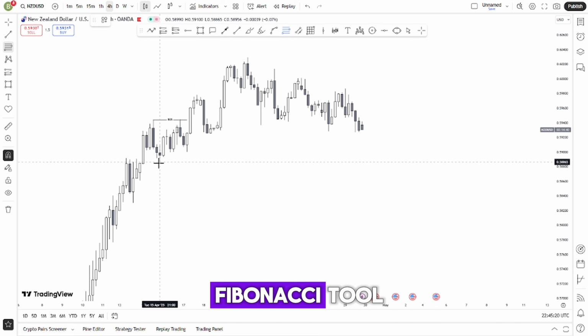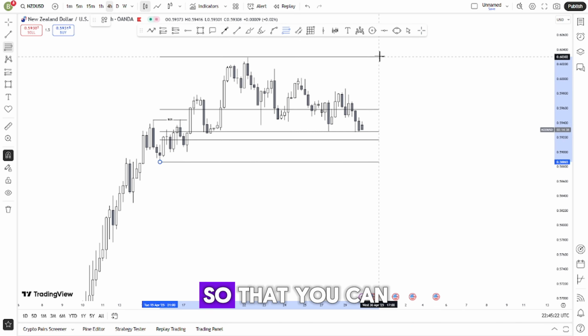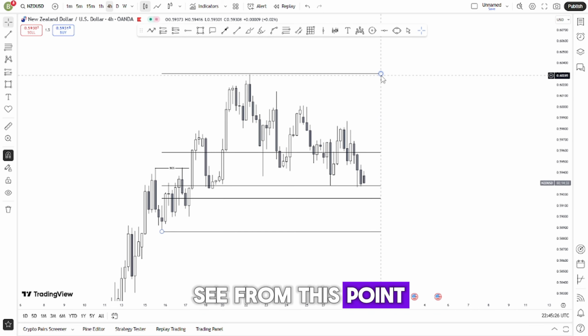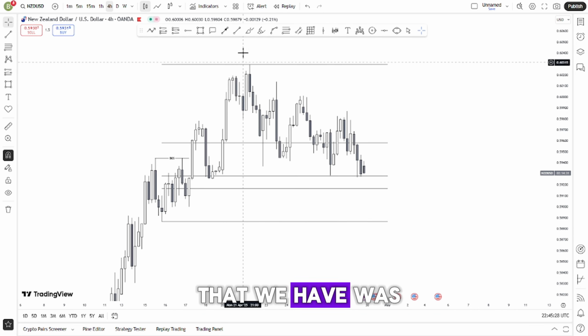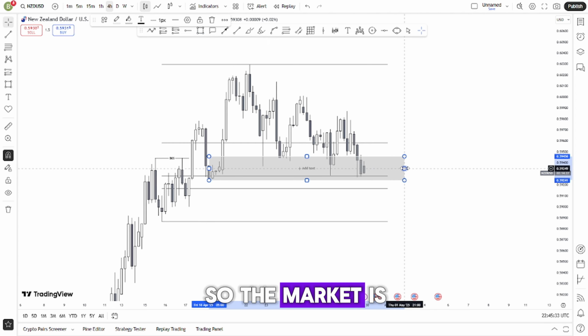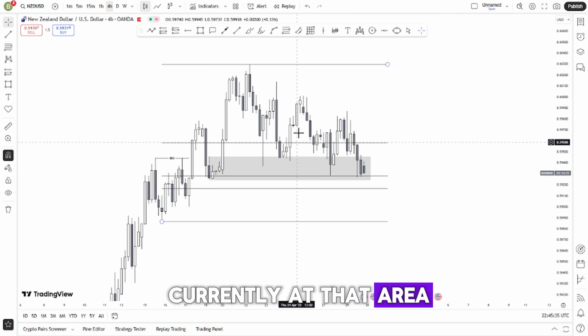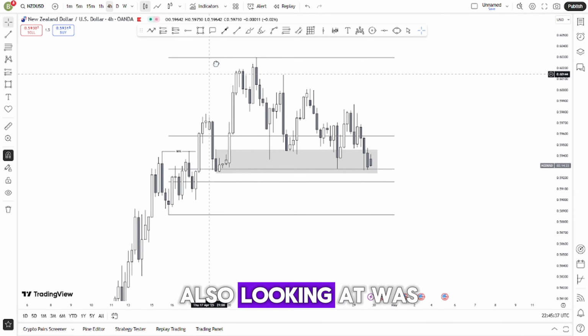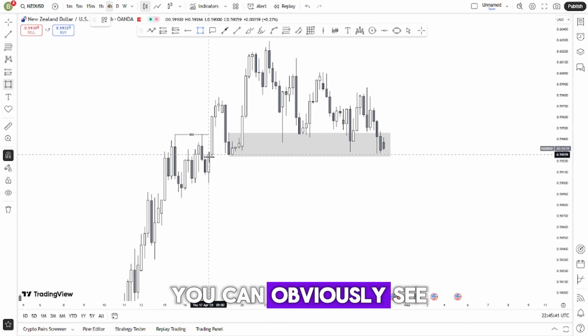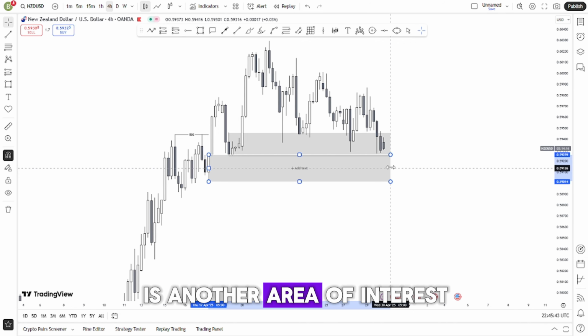You can take your Fibonacci tool from the low to the high so that you can anticipate your areas of interest. So as you can see from this point, the area of interest that we have was this one here, around this point here. So the market is currently at that area of interest. And then what I'm also looking at was this area here. If we remove that, you can obviously see that this is another area of interest.